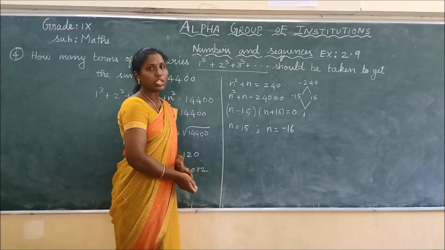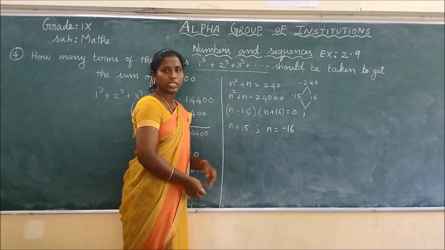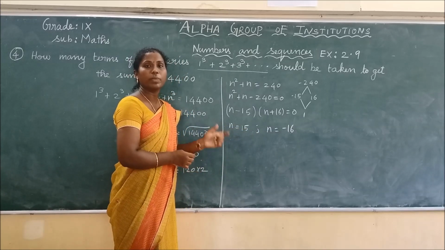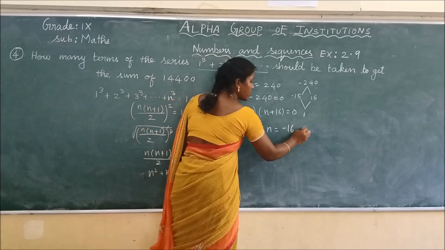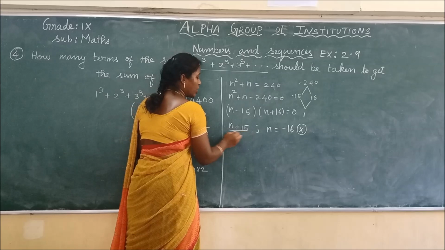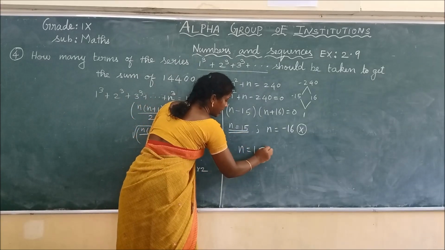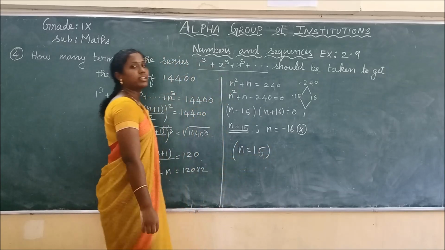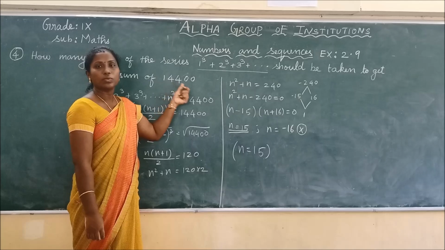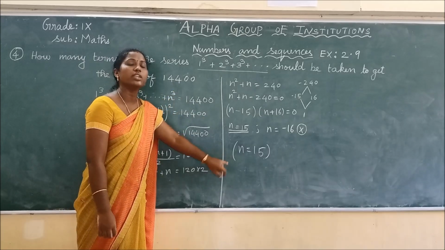Here we are speaking about the number of terms. We got two values of n, one positive, the other negative. Here the negative value is not possible because the number of terms will not be negative. So this value is not possible. Just the value n is equal to 15. So the number of terms here is 15. If I add the series up to 15 terms, the answer will be 14,400. So the number of terms needed here is 15 terms.